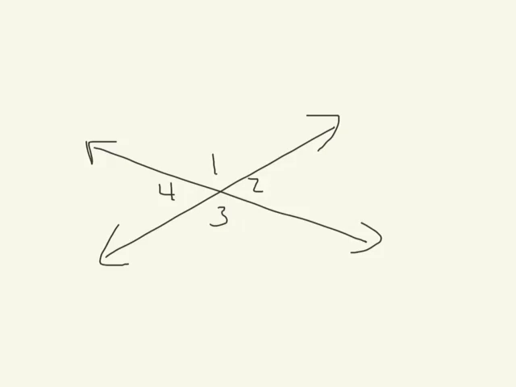So here we have 4 different angles. Now, a pair of adjacent angles would be angle 1 and 2 because, as you can see, they share a vertex and they also share a side. So we would call those adjacent angles. But there's no other common points other than the vertex and that side.